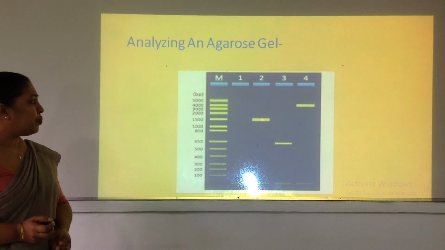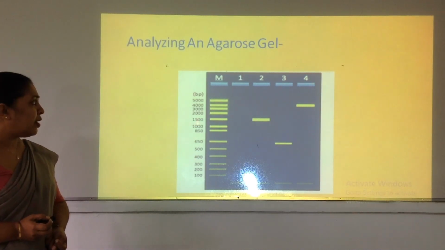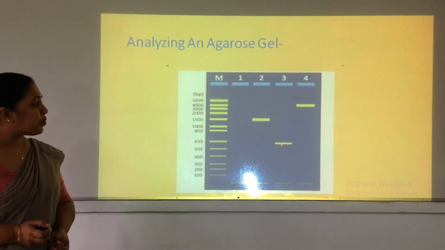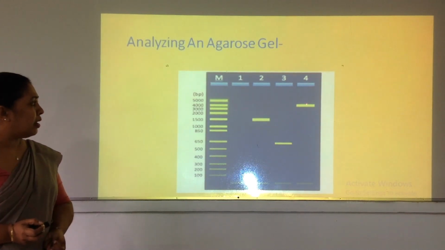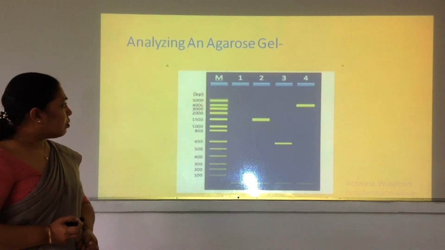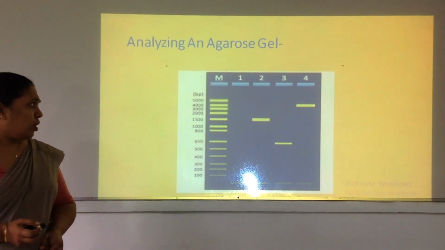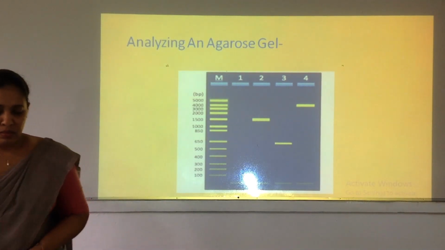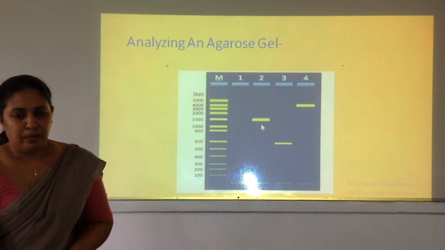And in lane number 2 there is a DNA fragment, the molecular weight is 1500 base pairs. And in the third lane there is another one with 650 base pairs molecular weight, and the fourth lane has the smallest one, 400 base pairs molecular weight. So you can see, depending on the molecular weight, the length of the movement is different.